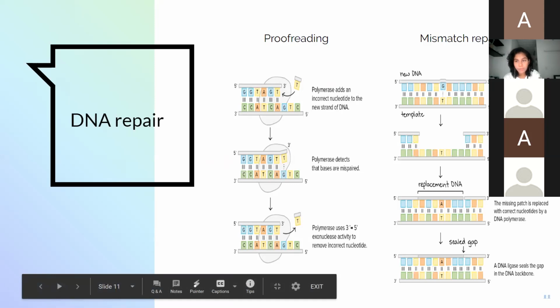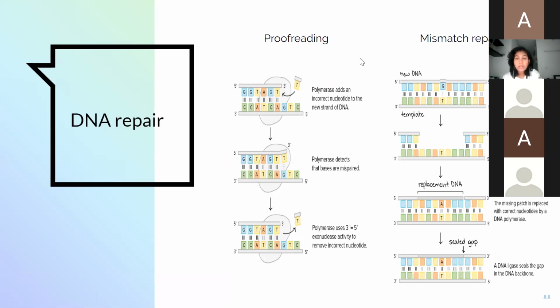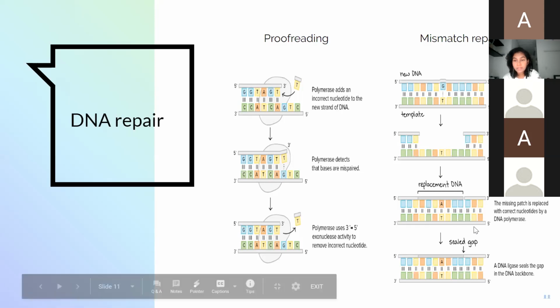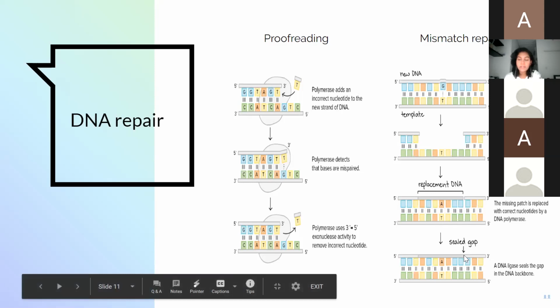Mismatch repair is what happens after replication. When you see new DNA with an incorrect base pairing, T and G, it should be T and A. Mismatch repair takes an exonuclease enzyme and removes this whole section of the nucleotide sequence, then replaces it with the correct nucleotide base pairing. Then DNA ligase seals the DNA backbone and forms the correct DNA strand.